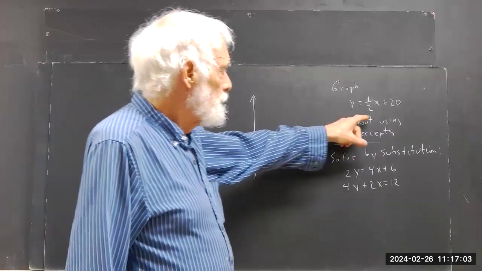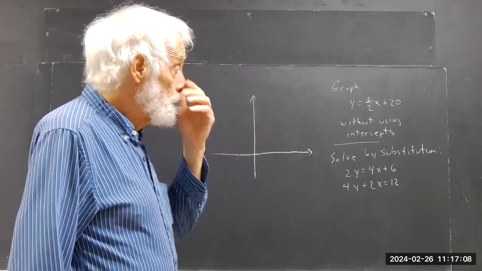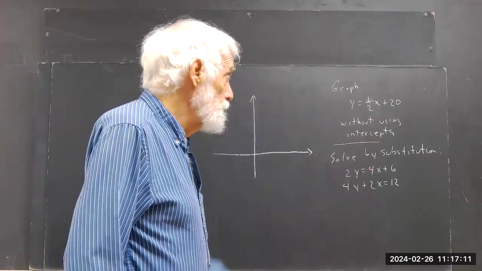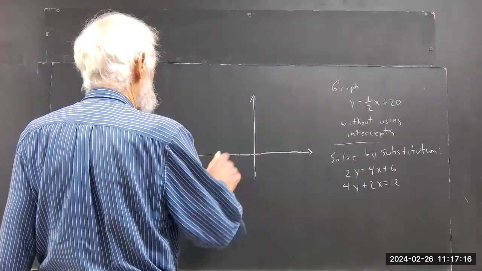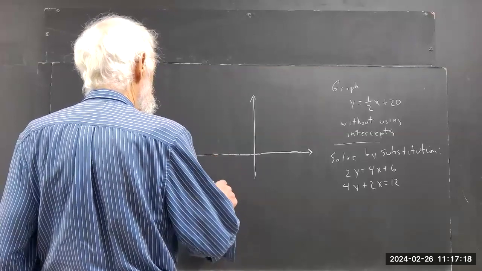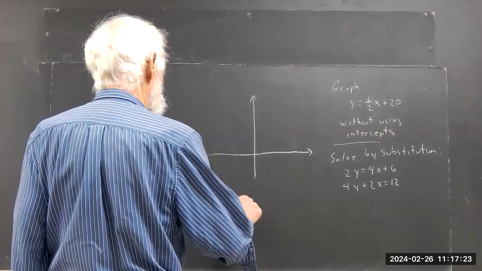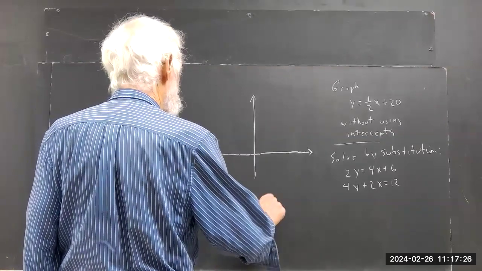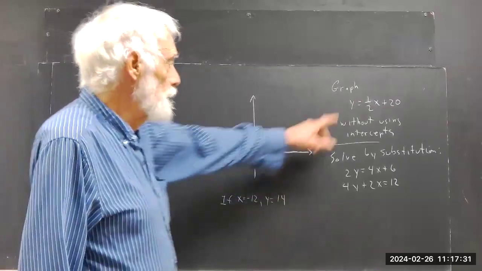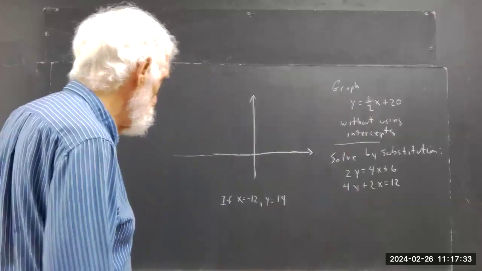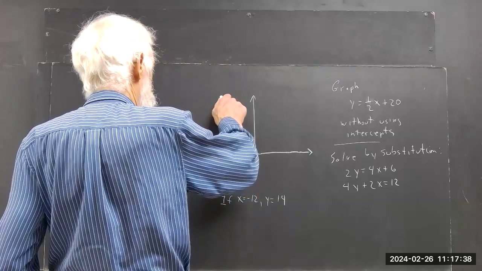Now let's see. What is going to be pretty high? Of course, we know the y-intercept is going to be up to 20. But let's let x equal -12. So I could use any value of x. I just consider -12 would be a good choice. If x is -12, half of that's -6, add that to 20, you get 14. So we get the point -12, 14.